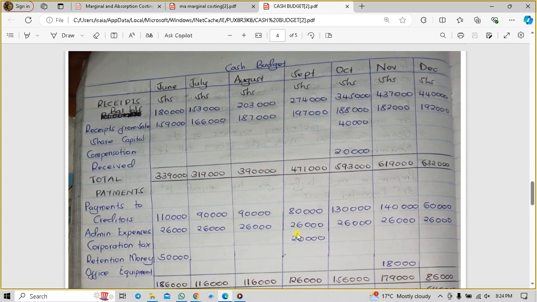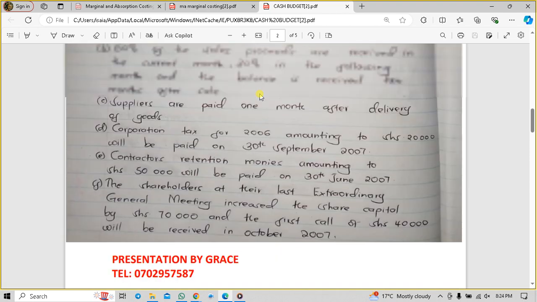Oh, payments, yeah, thank you. It's under payments, because it is tax. So we are paying tax, corporation tax. Under September, yes, September. So that is another payment. Then we proceed to the next part.